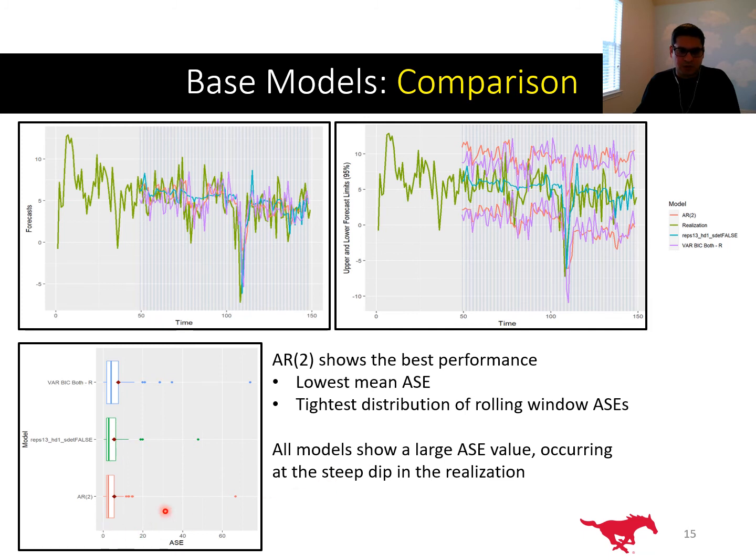So now that we've built the three base models, let's look at their performance together. We find that the autoregressive model tends to perform the best. It has the lowest mean and lowest median for the ACF value. We find that the neural network model tends to predict the sharp dip in the GDP the best, as can be seen from this forecast plot as well. And we find that the VAR model actually performs the worst from these three models.